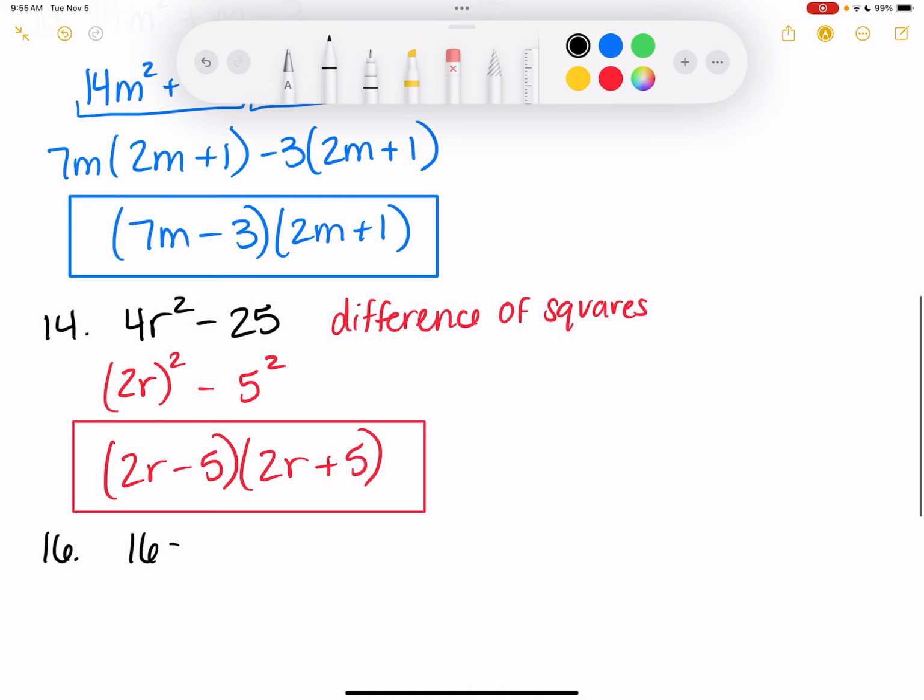All right, 16s squared plus 8s plus 1. Oh, perfect. No way. Think about it, Daniel. You got it. Think about it.